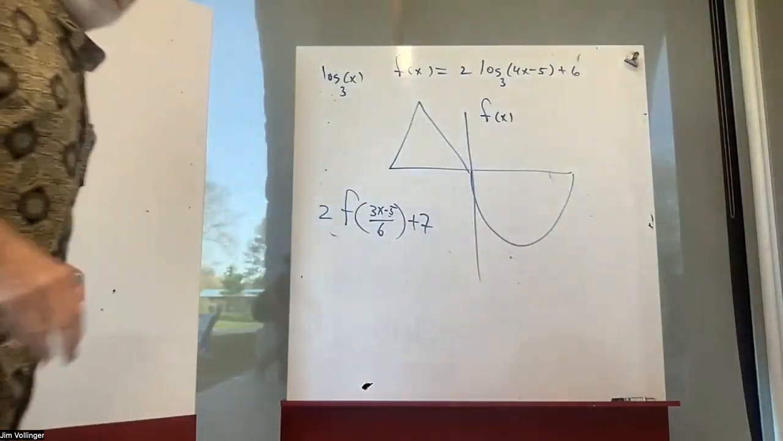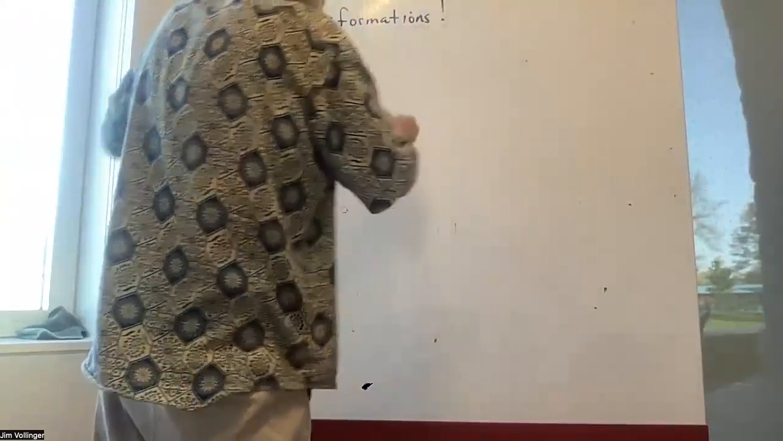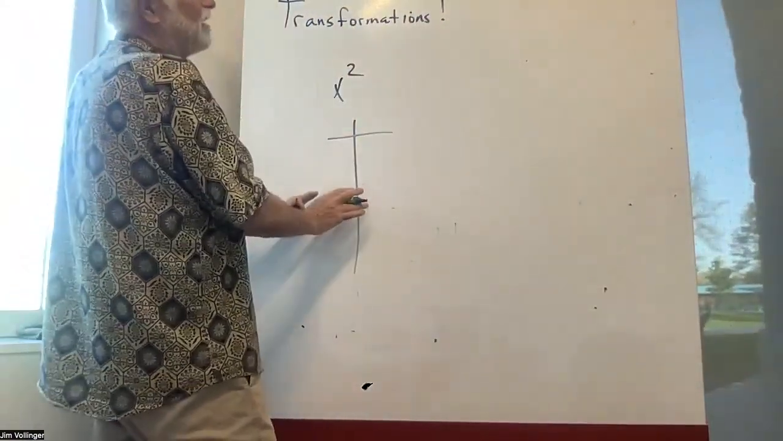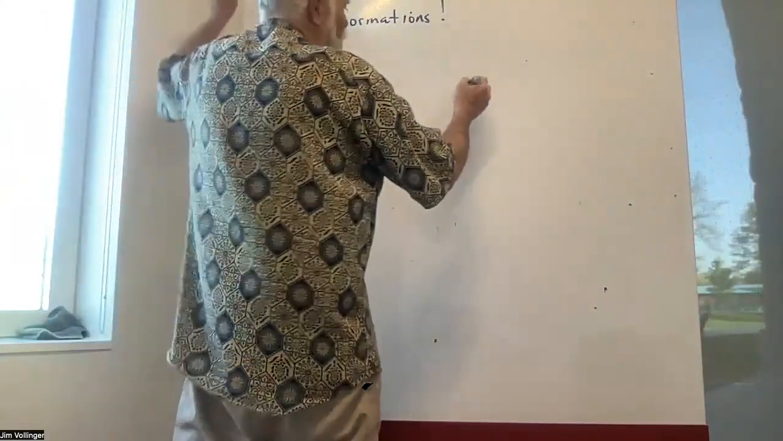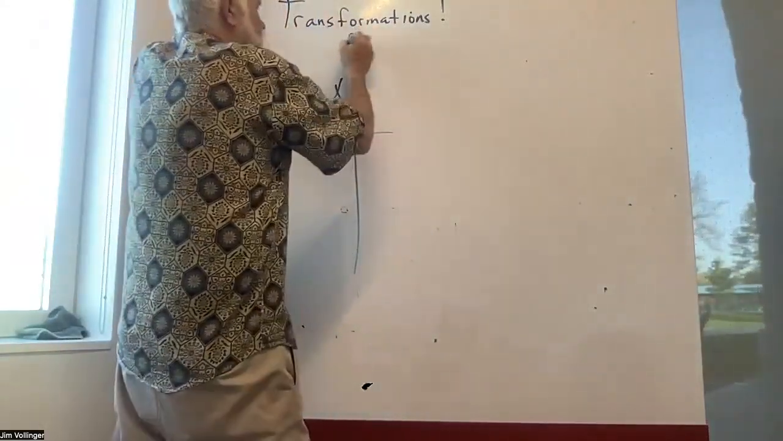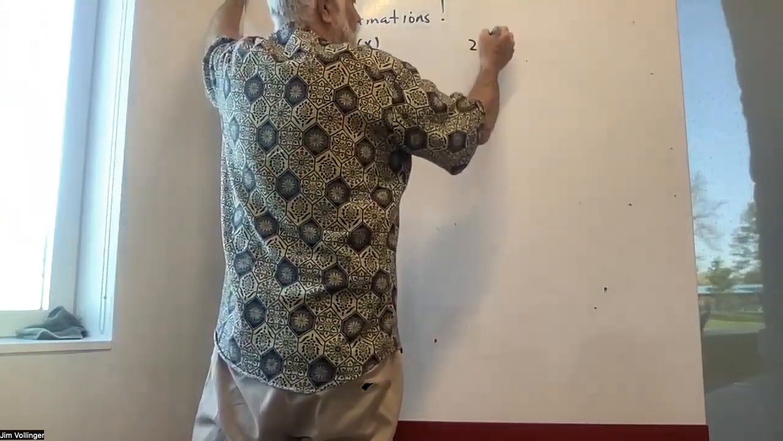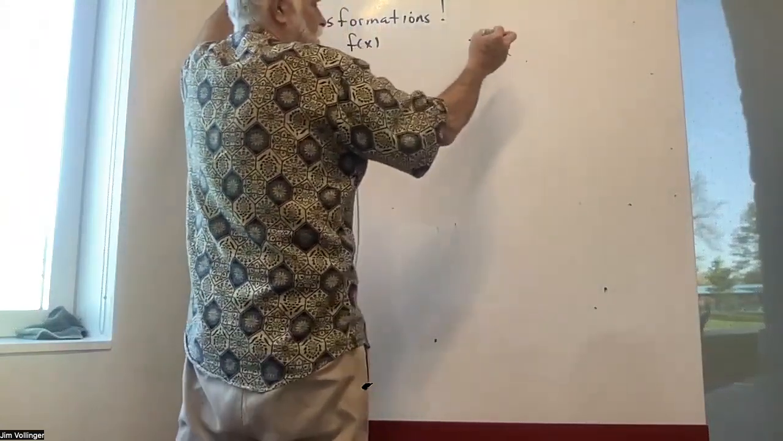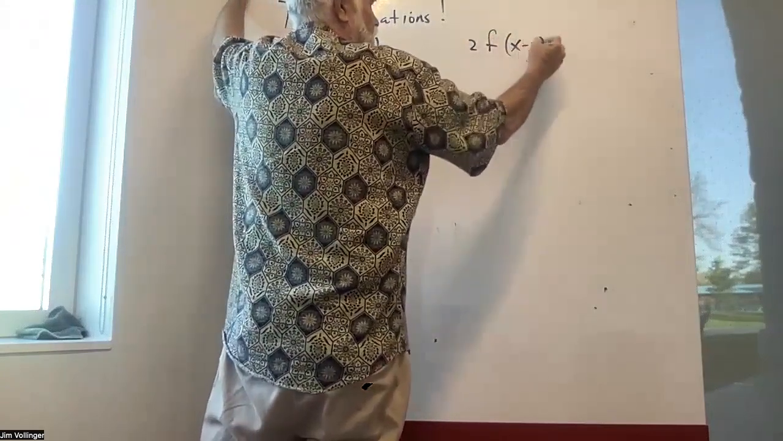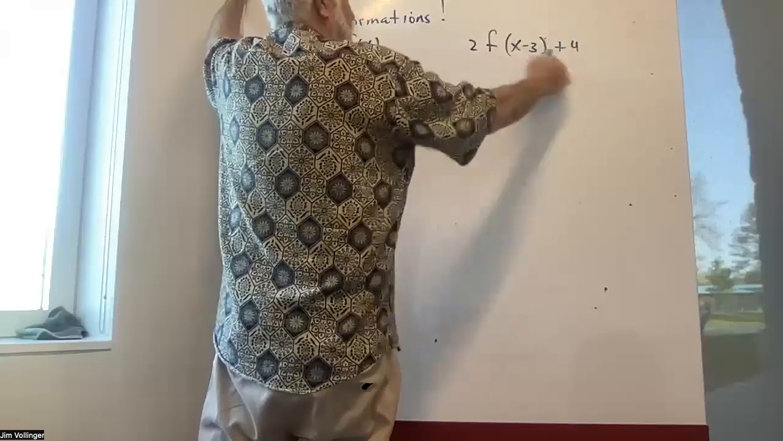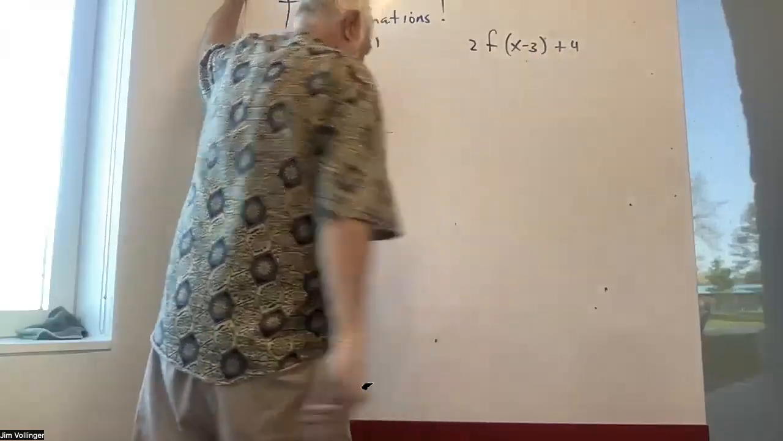And let me just use this other board for a moment. And what's taught for transformations? You take an x squared graph and plot some values over here. And that's called f of x, right? And then therefore, what does, say, 2 times f of x minus 3, squared, plus 4 look like? So what might something like that look like?